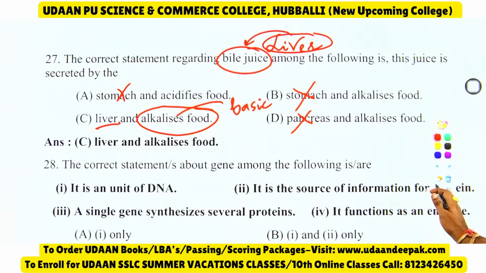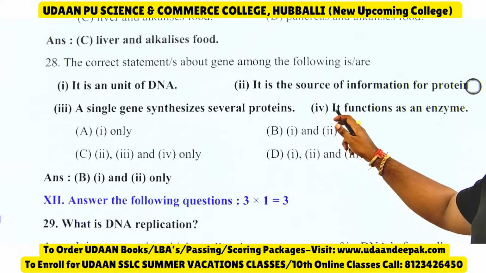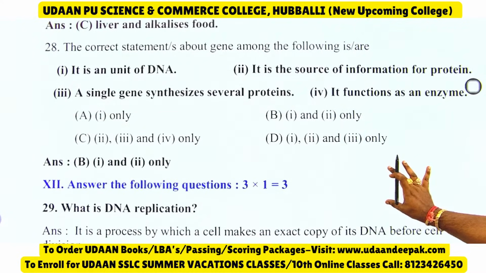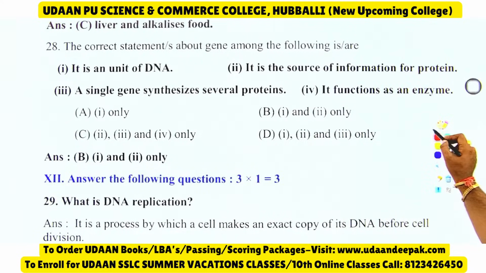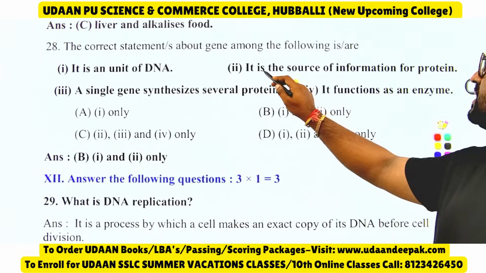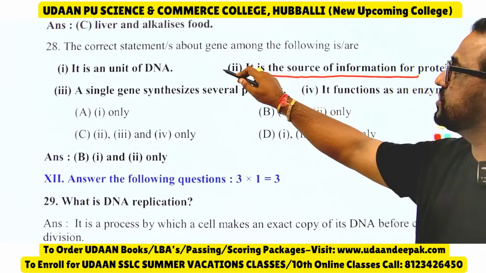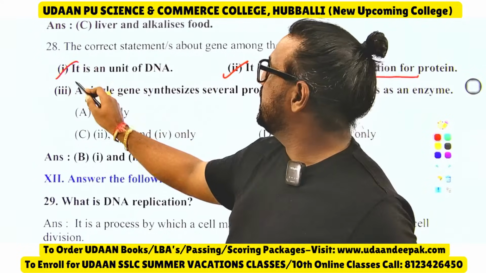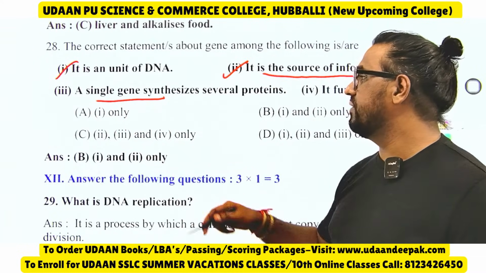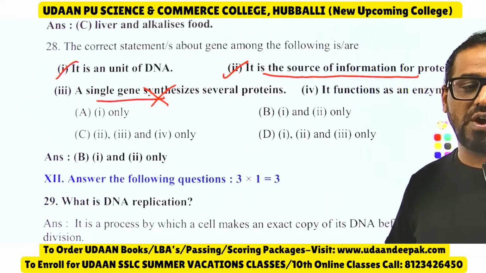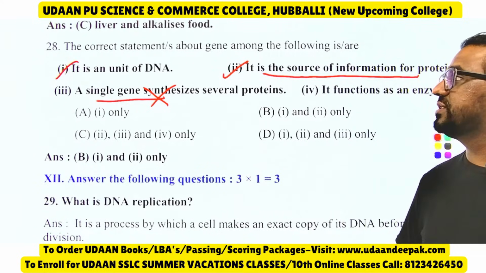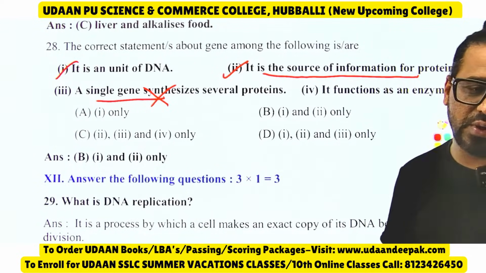Okay. Then coming to the next one, the correct statement or statements about gene among the following. So you know gene, it is a unit of DNA. Excellent. If you write this much, you will get 1 mark here. It is a unit, or a segment, of DNA. Option 1 is right. It is a source of information for protein. So the second one is also right. A single gene synthesizes several proteins. No, because for every gene there is a particular protein here.